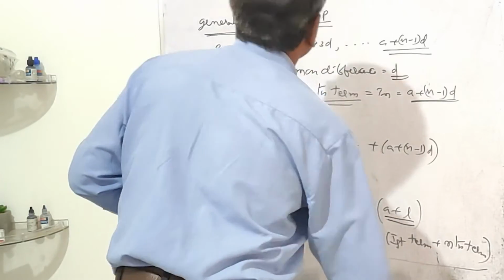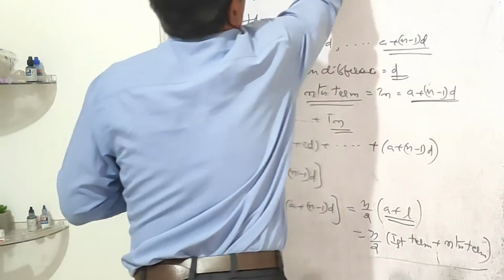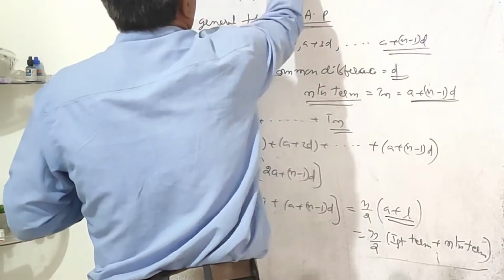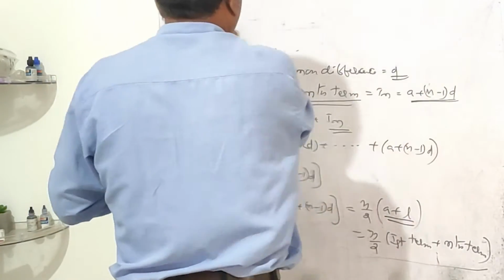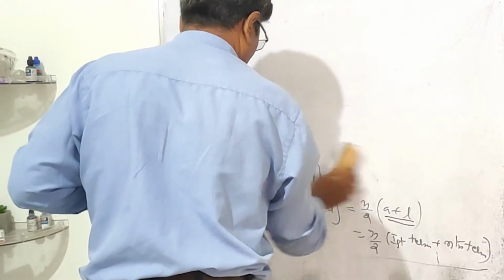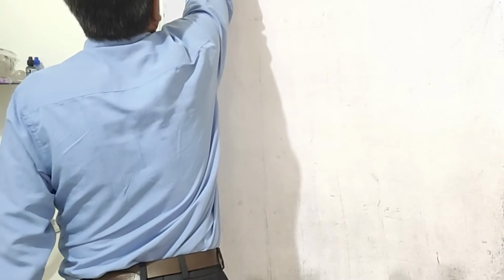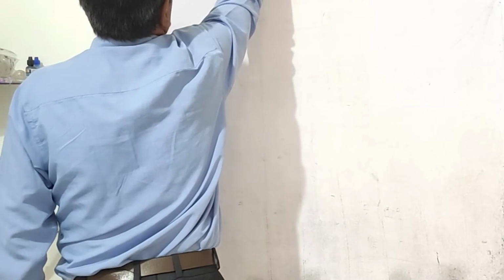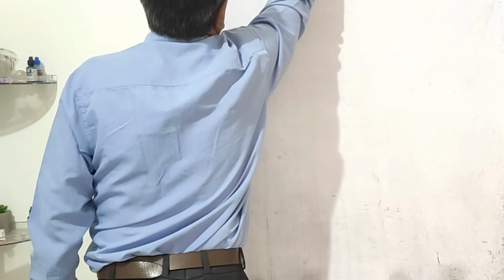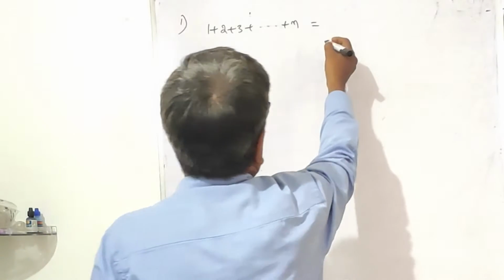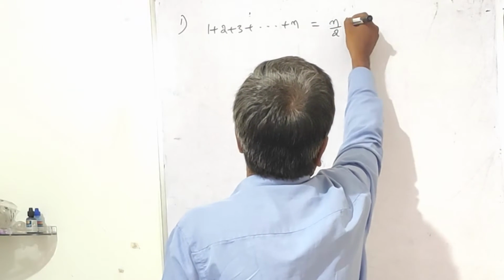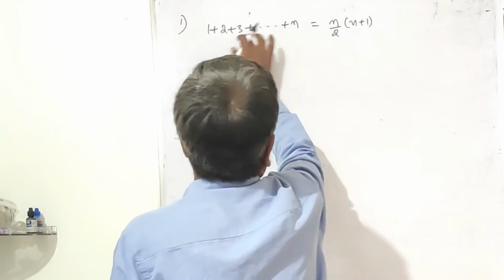Alright. Along with this one, we can discuss some more formulas like this. The first one: suppose it is given like this, 1 plus 2 plus 3 and so on up to n, the sum of n natural numbers. This is n by 2 into (n plus 1), that is, n by 2 into (first term plus last term).